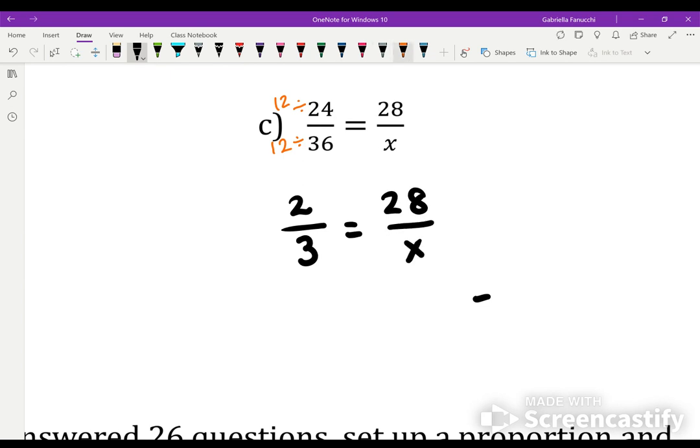So I have to look at the relationship here. If there is one, there is. 2 times 14 gives me 28. Whatever I do to the top, I have to do to the bottom. 3 times 14 is going to equal 42. So whatever method you did, you should be coming out with the same answer.